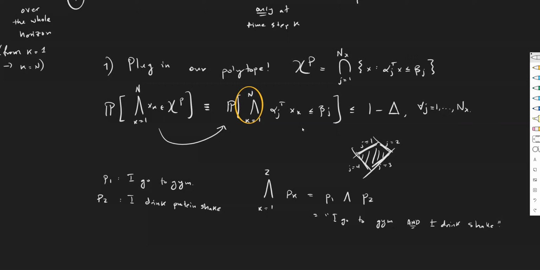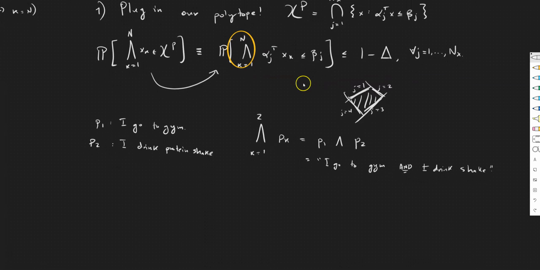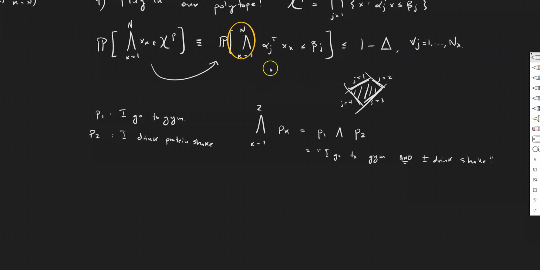That's why this is called a joint chance constraint again, because we are saying that the probability that it's inside the state space at time step 1 and at time step 2 and at time step 3, all the way to time step n. But we can't work with this AND operator. We need to get rid of it. And that's where Boole's inequality comes into play. So Boole's inequality.